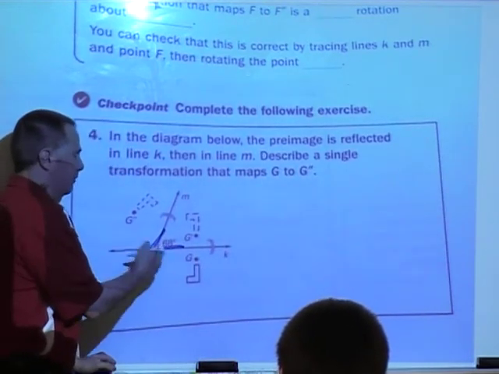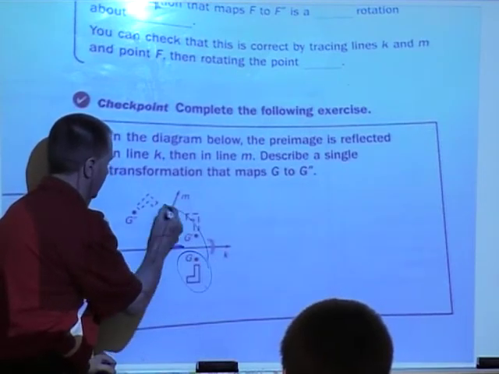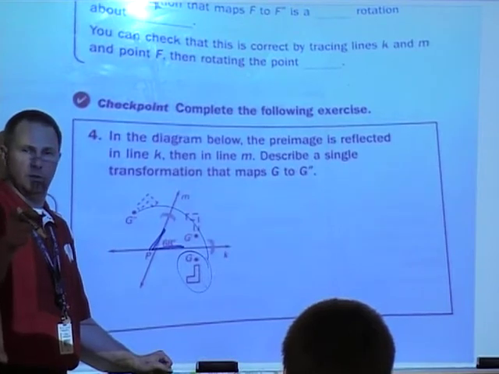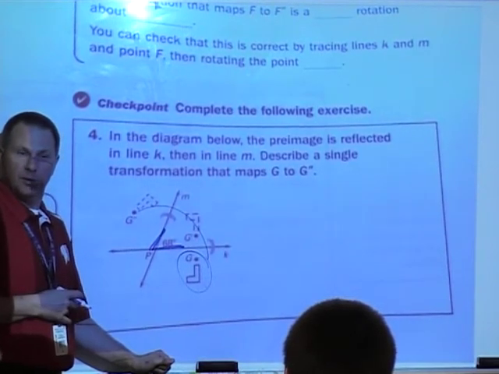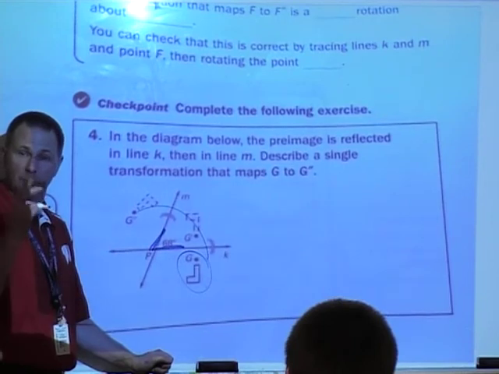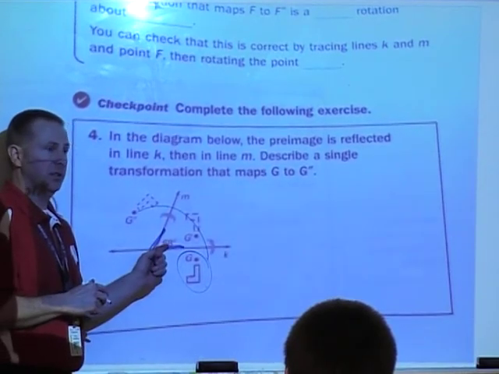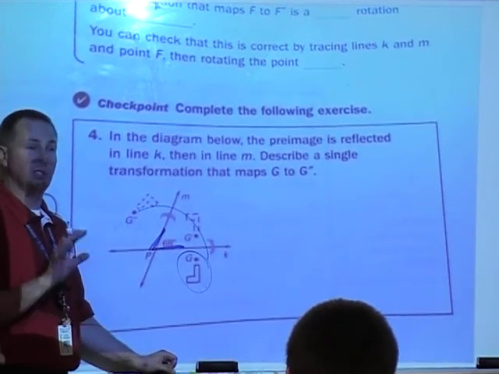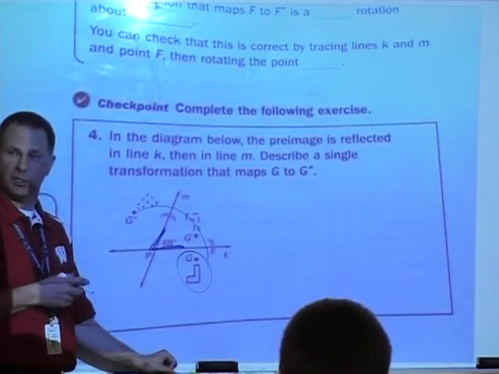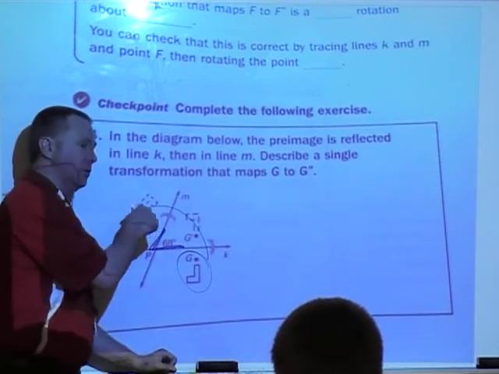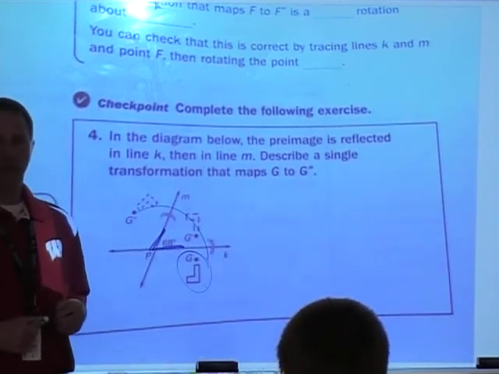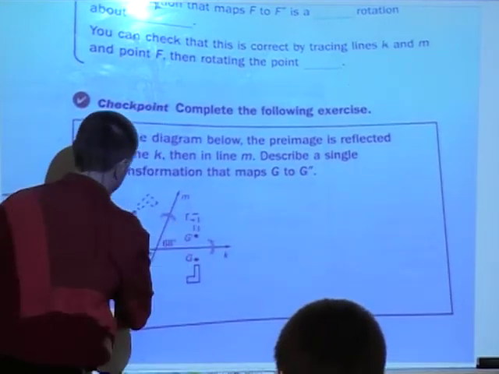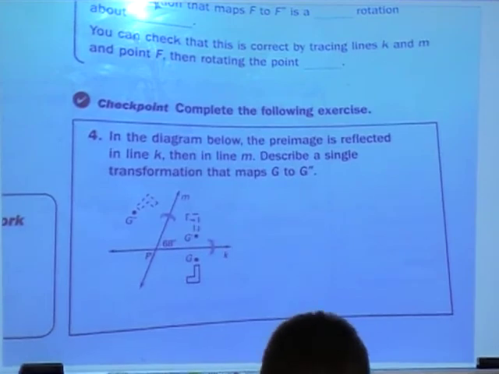How much would I have had to rotate this image to get to that image? What do you do? Multiply by 2. How much is it? 136 degrees. A rotation, you need to know that you're rotating it. So a rotation of 136 degrees. Instead of doing 2 reflections, you can just rotate it 136 degrees. That's it. Okay.